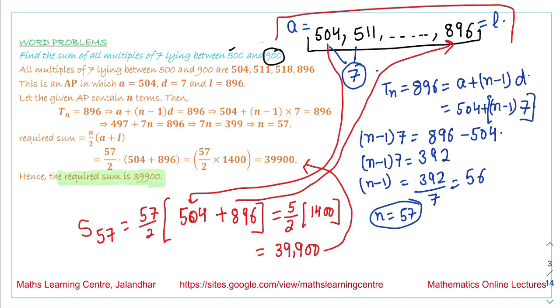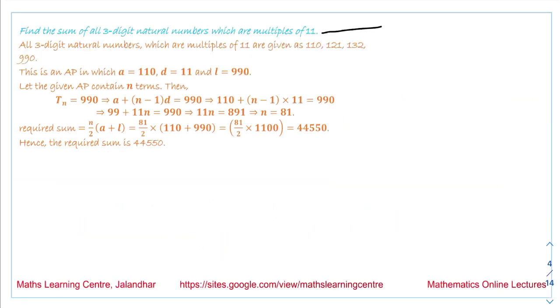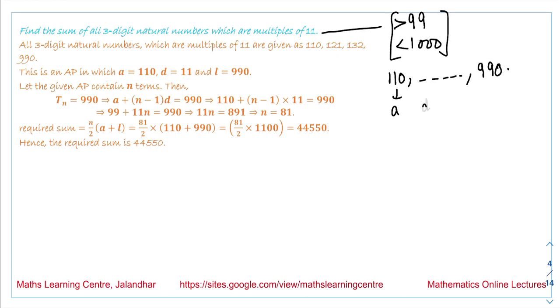Now the next question is: find the sum of all 3-digit natural numbers which are multiples of 11. We are talking about all the numbers greater than 99 and less than 1000 which are multiples of 11. The first number is 110, and the last number is 990. This is the value of a. The value of d is 11 because we are talking about multiples of 11, and this is the value of l. We have to find the sum of all these numbers.